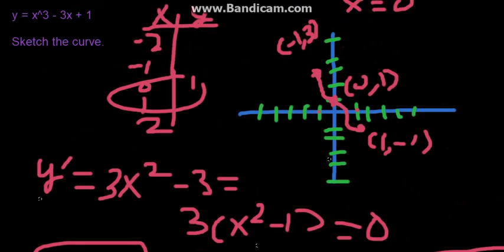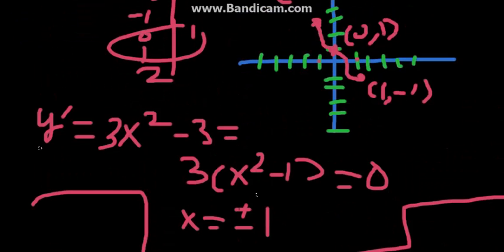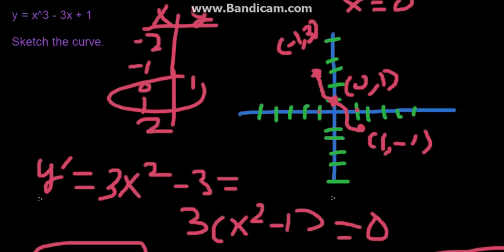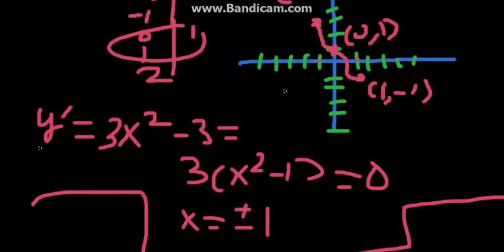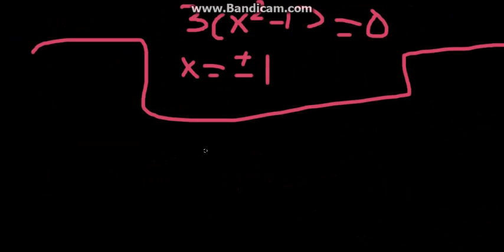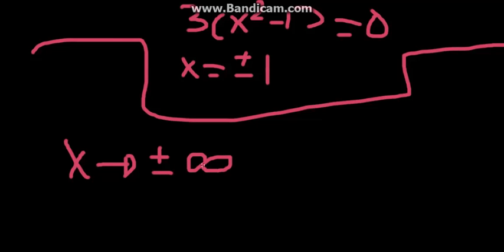So what we have to do is find the ends, which is basically the farthest it can go in this direction and the farthest it can go in this direction, which is positive infinity over here and negative infinity over here, at least theoretically. So algebraically, the ends are x approaching plus or minus infinity.